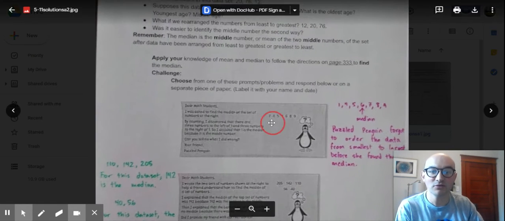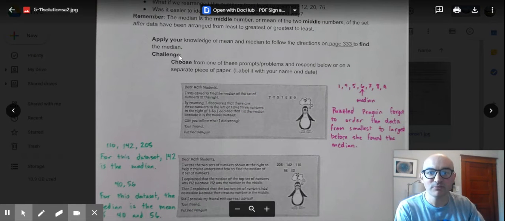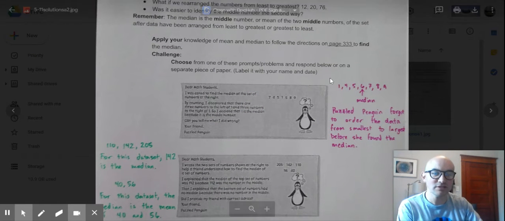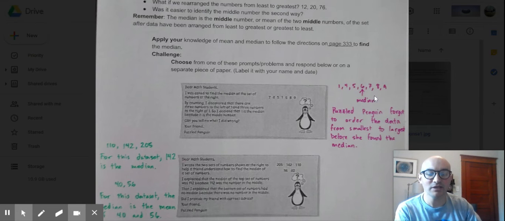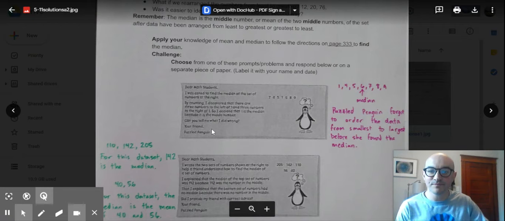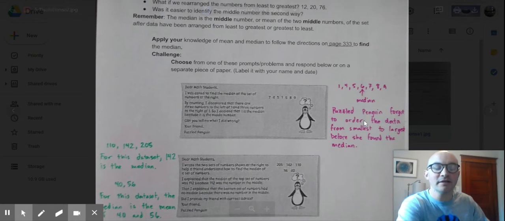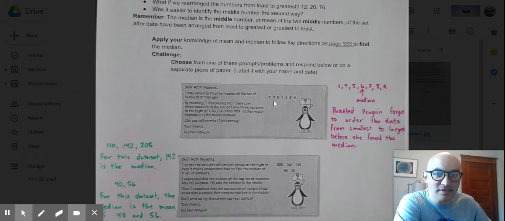answers to the Puzzled Penguin questions. So this first one here, remember these are the challenge, so you don't have to do these, but they're great practice for you. The first one I did in pink in the right hand margin. Okay, so the first one I listed out here. What Puzzled Penguin has here is this data set that you see listed here, all single digit numbers.